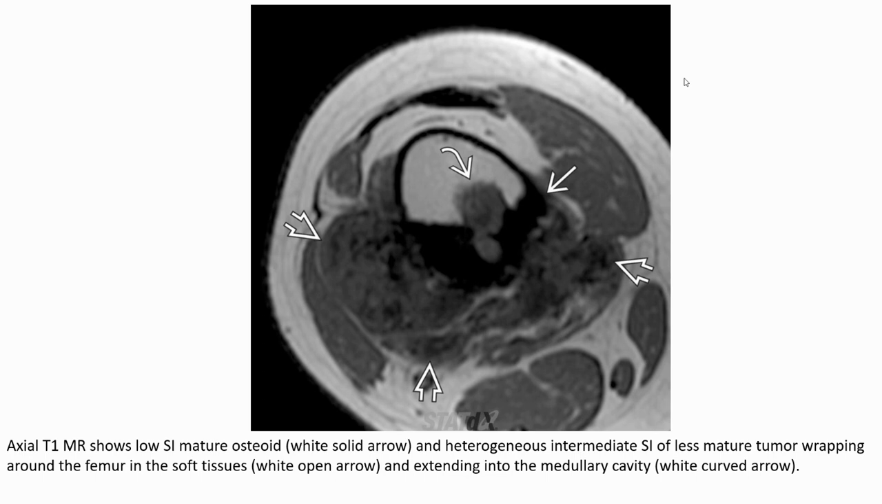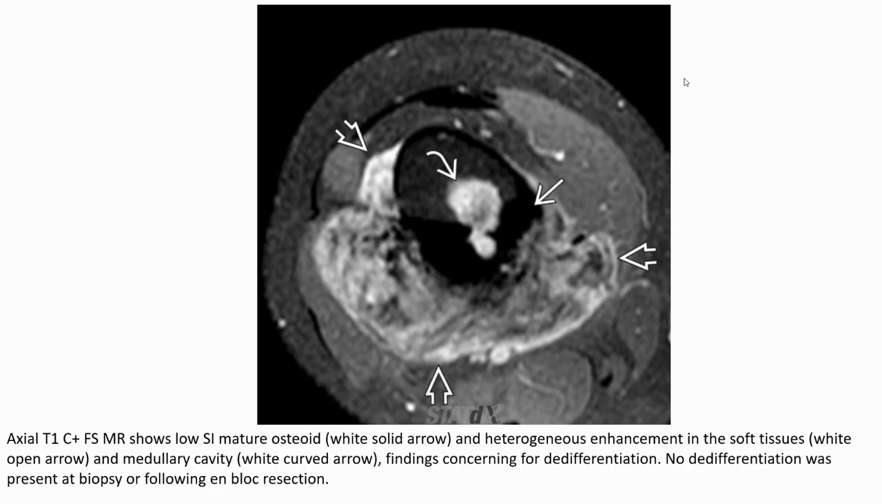T1: low SI mature osteoid, and heterogeneous intermediate SI less mature tumor wrapping around the femur in the soft tissue and extending to the medullary cavity. T1 contrast enhanced FS: low SI matrix osteoid and heterogeneous enhancement in the soft tissue and medullary cavity, finding concerning for dedifferentiation. No dedifferentiation was present at the time of the following en bloc resection.